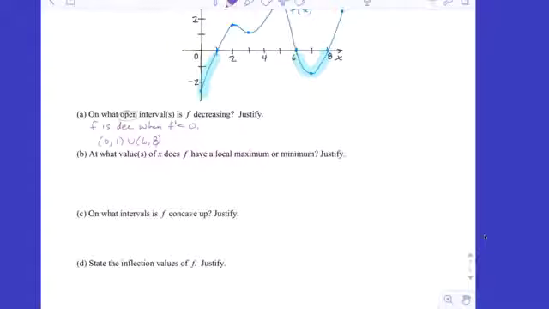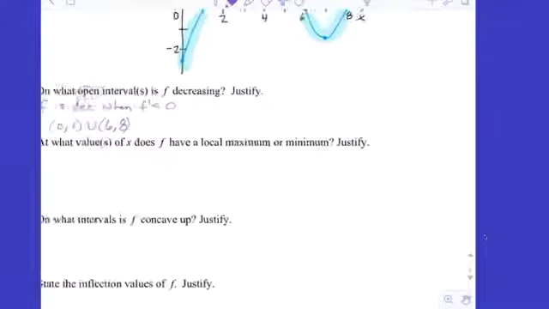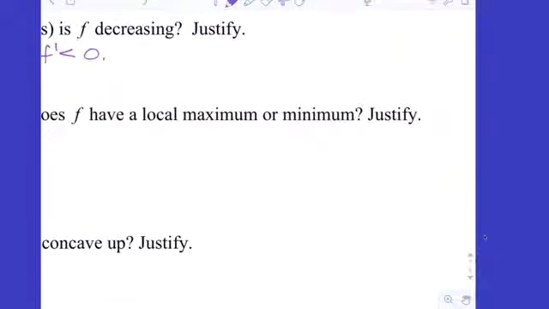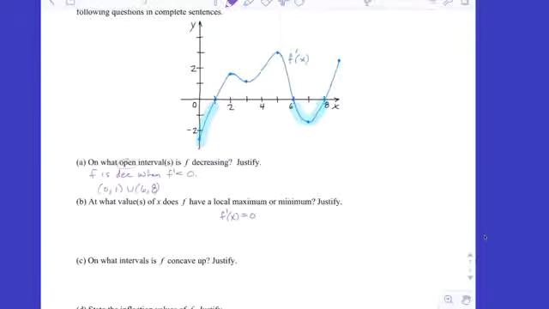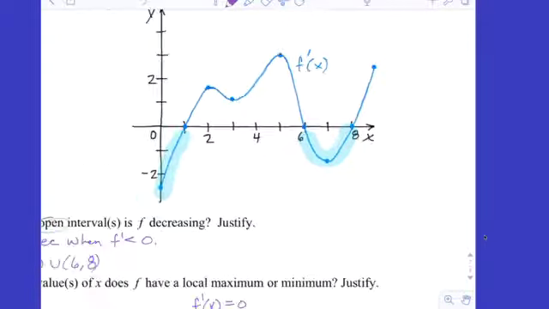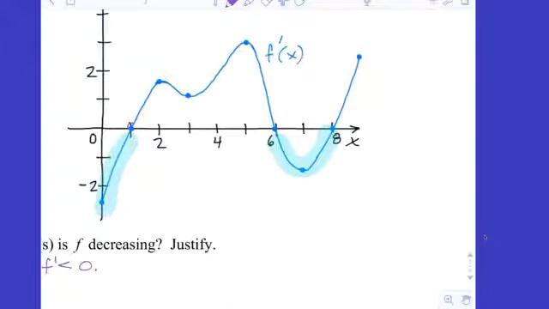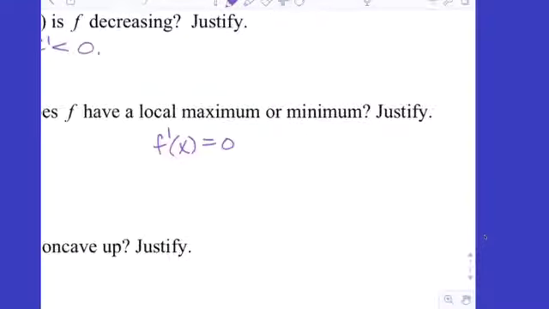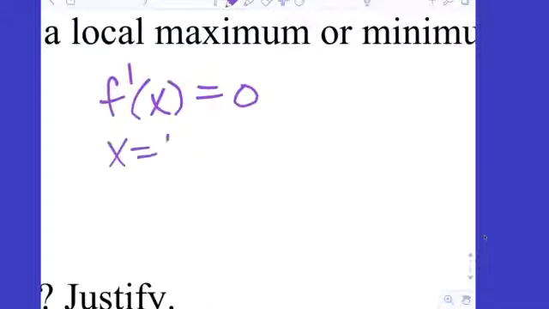At what values does f have a local min or a local max? Well, first of all, we can only have local extrema at critical values. So we need to see where f prime of x equals 0. Well, that's the graph, right? Or undefined. Is this graph ever undefined? No. So at least we considered that. It's equal to 0 at 1, 6, and 8. So underneath there, I'm going to put x equals 1, 6, and 8. And what you've done is you've now claimed them as critical values.